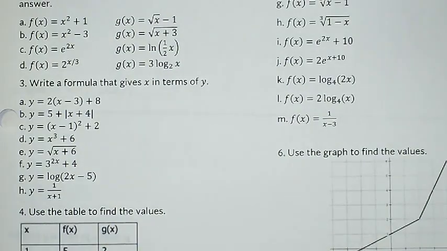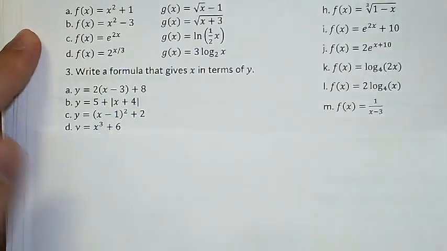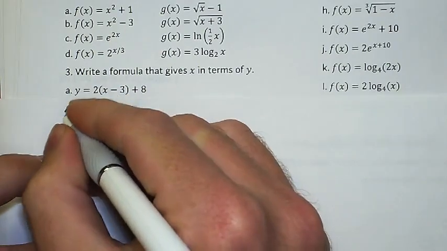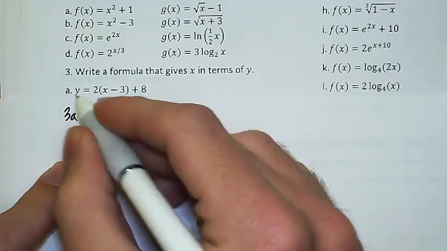And that's all for number 2. Number 3 is asking for us to give a formula that gives x in terms of y. So basically just solve for x. So we're getting to the skills y'all already have built throughout the year in this class. So 3a, I'm trying to isolate x, so I'm going to subtract the 8.